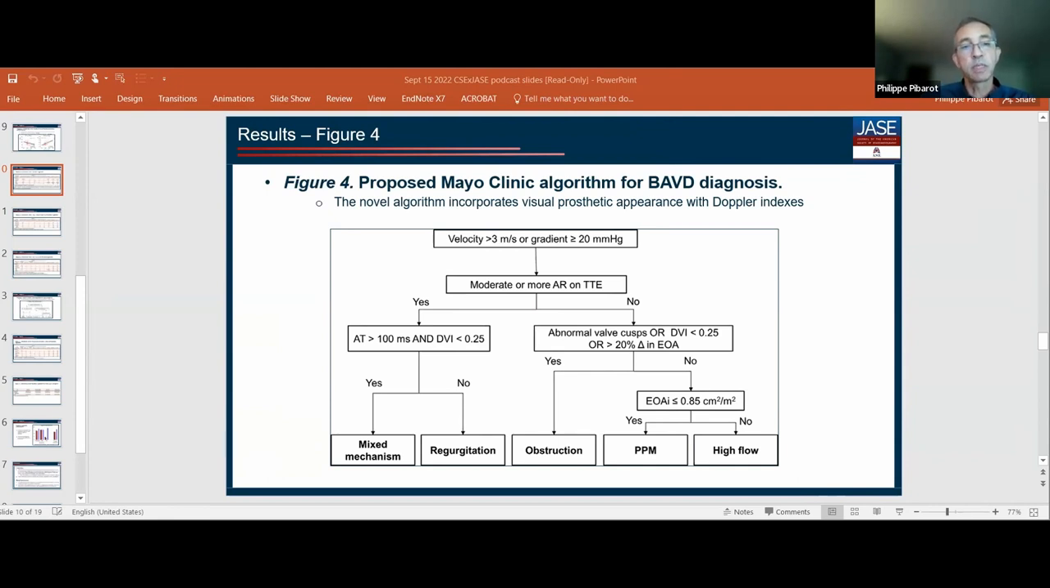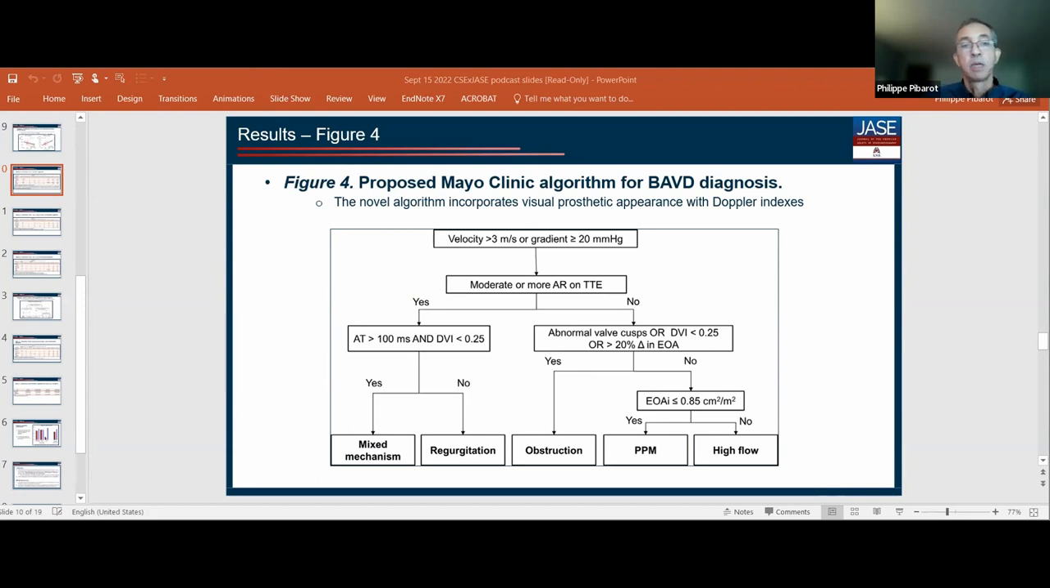If it's more than 100 milliseconds, then the Doppler velocity index, which I always like to look at and think is probably one of the most useful. By the way, Natasha showed you that in this paper, this was one of the parameters with the best overall accuracy, area under the curve, for the diagnosis of obstruction, along with the index EOA. So if you have a DVI less than 0.25, that is your usual cutoff for severe obstruction: if yes, then this is a mixed mechanism. It means that there is a component of bioprosthetic valve stenosis with the AR. If no, then this is a pure AR.